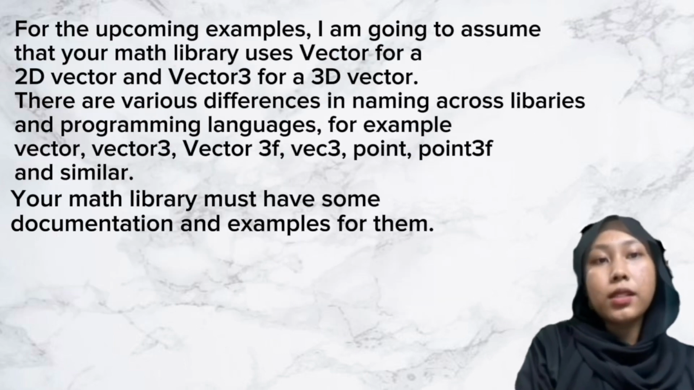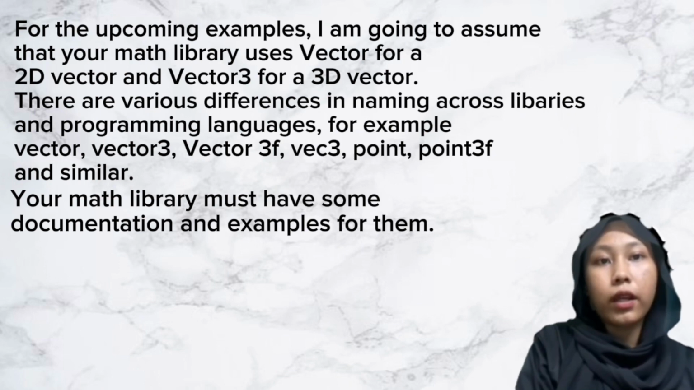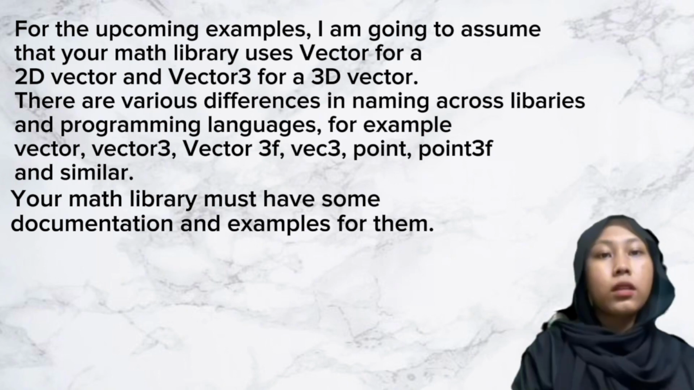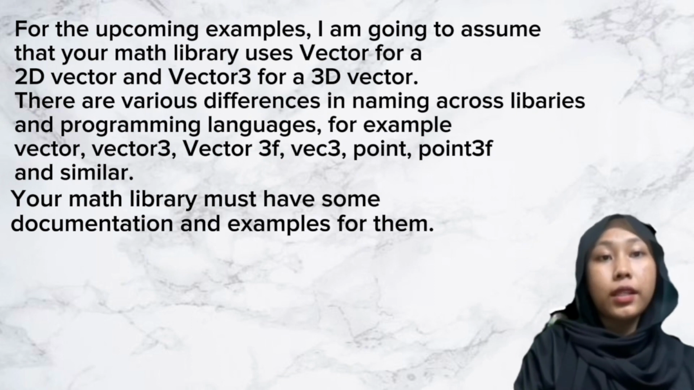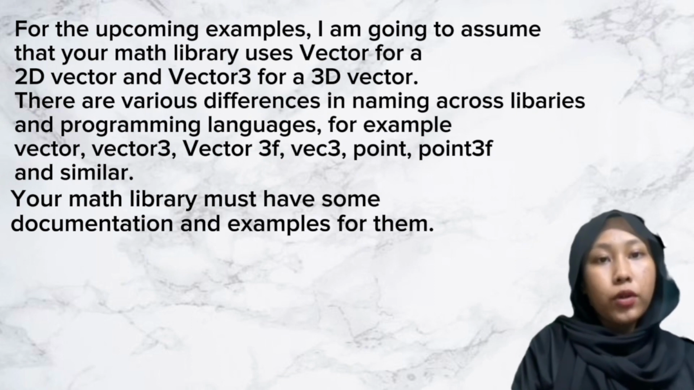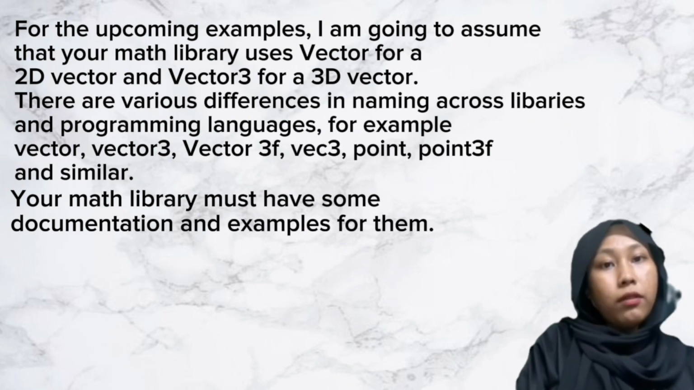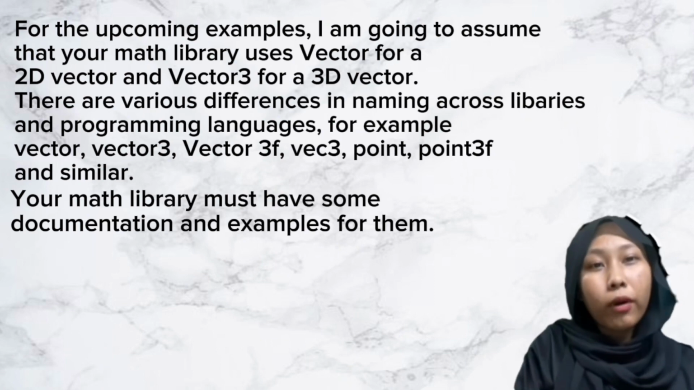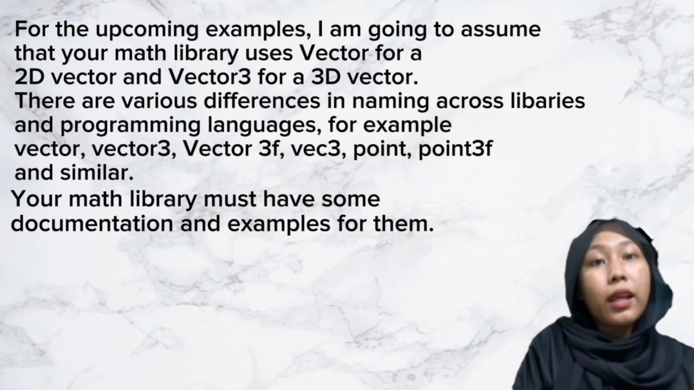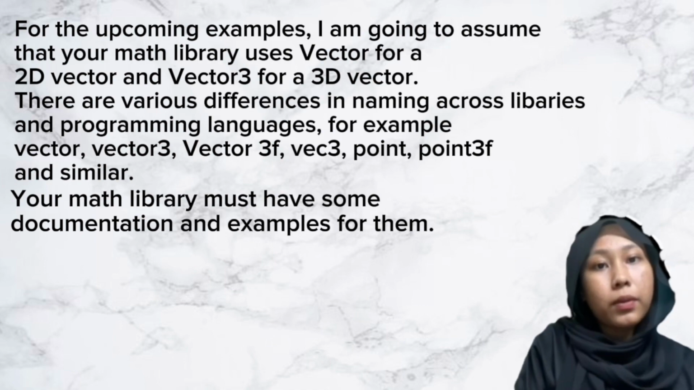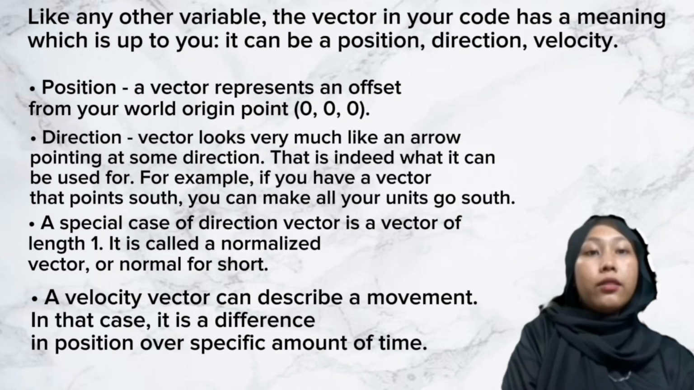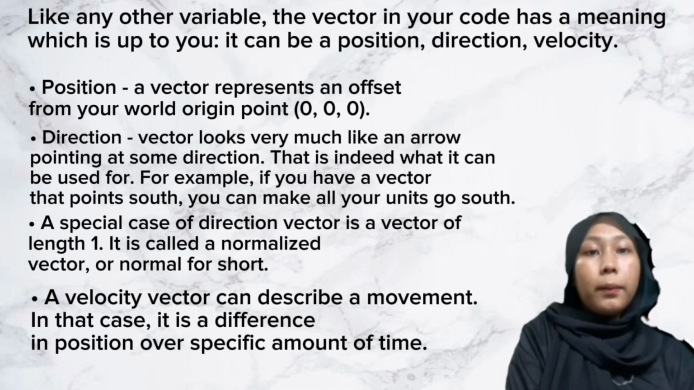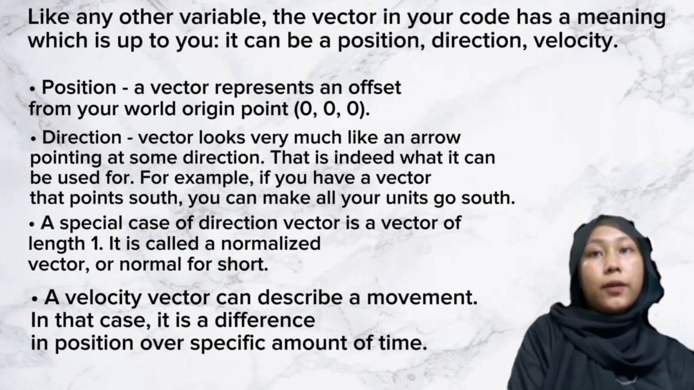From the upcoming examples, I am going to assume that your math library uses Vector2 for a 2D vector and Vector3 for a 3D vector. There are various differences in naming across libraries and programming languages. For example, Vector3, Vector3f, Vector3.3f, and similar. Your math library must have some documentation and examples for them. Like any other variable, the vector in your code has a meaning which is up to you. It can be a position, direction, or velocity.